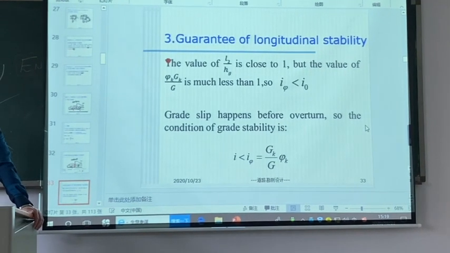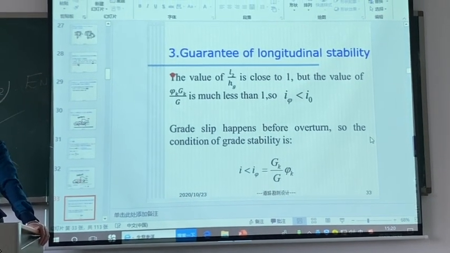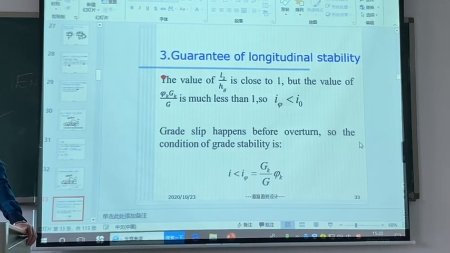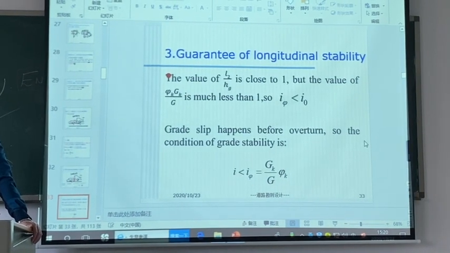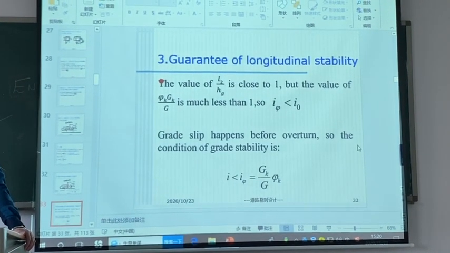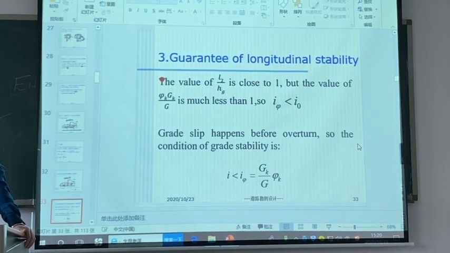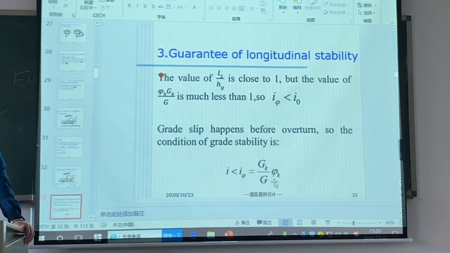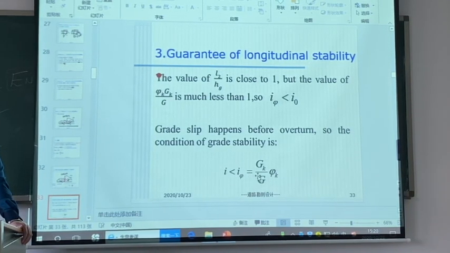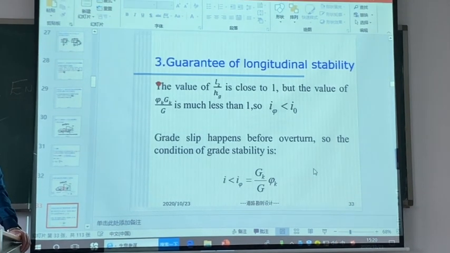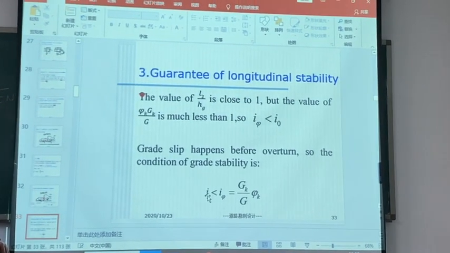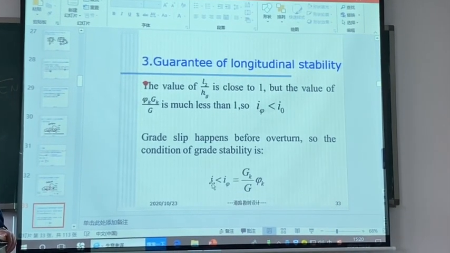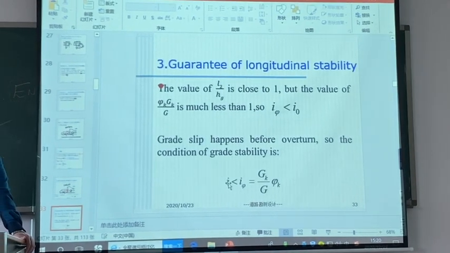Guarantee of longitudinal stability. Grade slip happens before overtake. So the condition of grade stability is this formula. I is the longitudinal slope or grade.